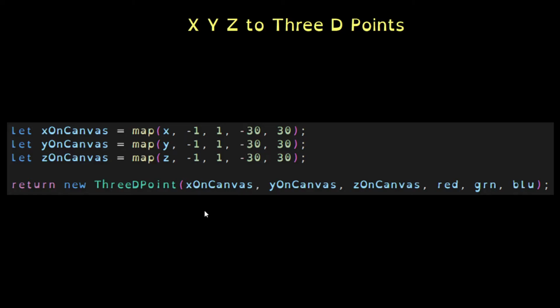The XYZ values are converted to 3D points by simply mapping the atomic positions to values between -30 and 30. You can of course change this as you see fit. Every element that comes through gets its own color. This is what the finished product looks like. This is water. You can easily identify it. It's H2O. Here is hydrogen peroxide. It's H2O2.